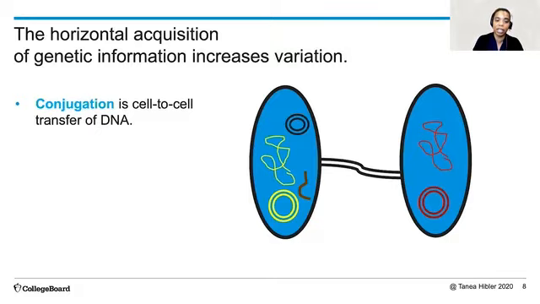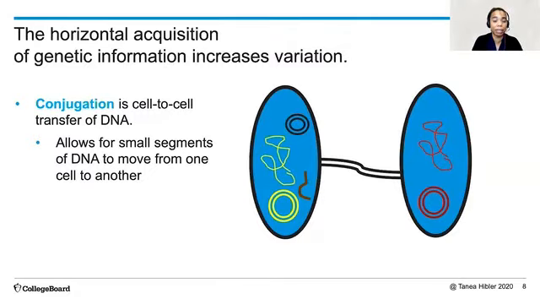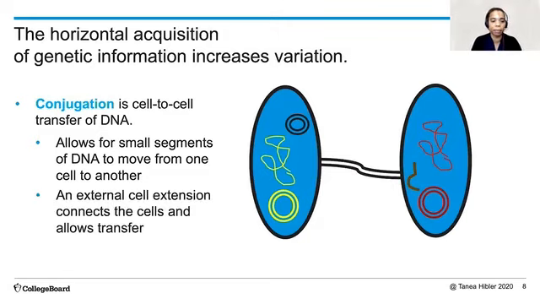Conjugation is a cell-to-cell transfer of DNA. This allows for small segments of DNA to move from one cell to another. So one bacterial cell is transferring information to another bacterial cell. An external cell extension connects the cells and allows for this transfer. And this also primarily occurs in prokaryotic cells, as we see here in this example.